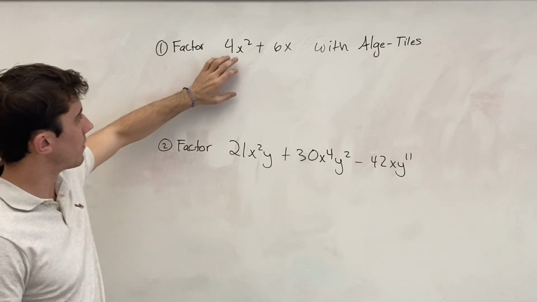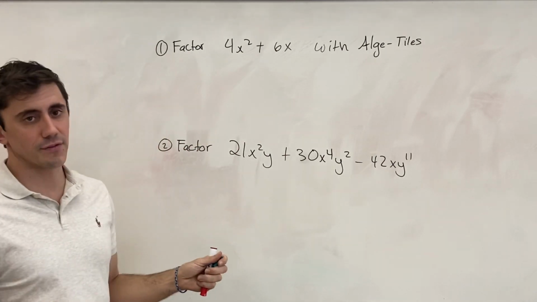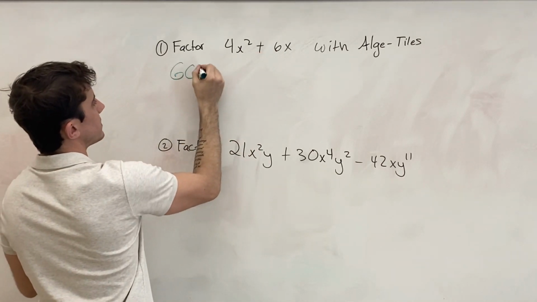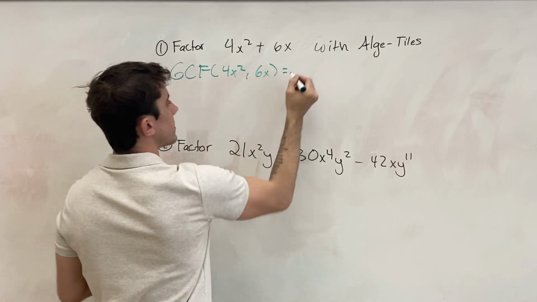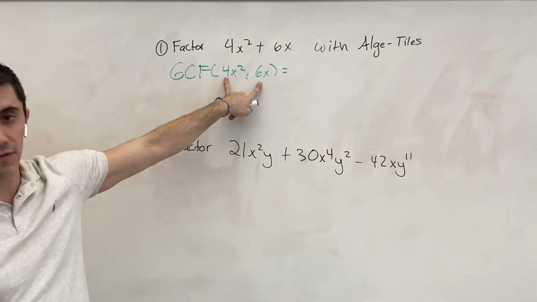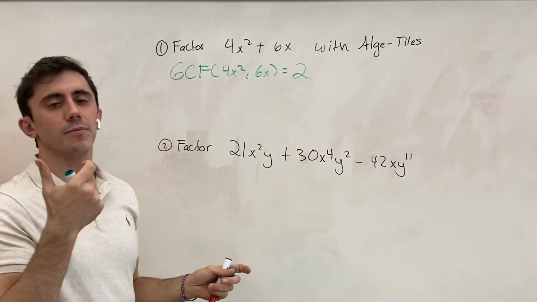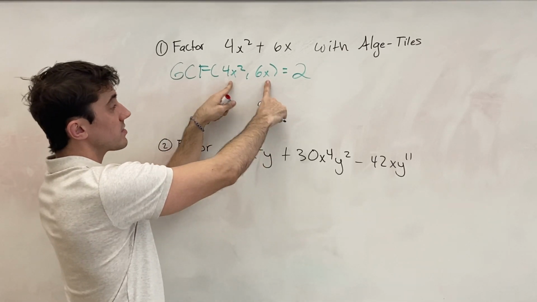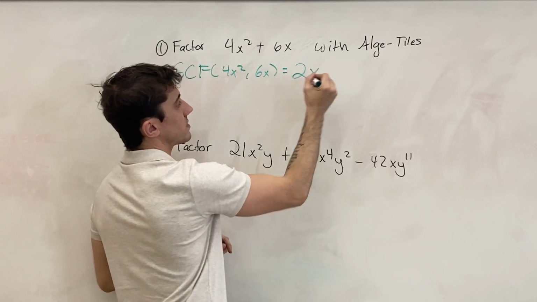So for the first one, we have 4x squared plus 6x, right? So we can think of what is the greatest common factor of each term. So the GCF of 4x squared and of 6x is, well, what's the greatest common factor of 4 and 6? Of course, that's 2. And then what's the greatest common factor, that is to say, the biggest number that we can factor out of x squared and of x, or the biggest number that can divide x squared and x, well, that'll be just x, right?